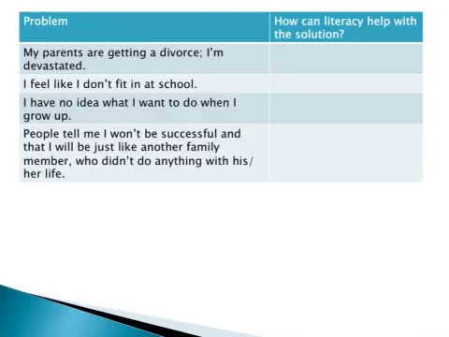Choose one of the options. Option 1, about divorce. Option 2, not fitting in. Option 3, not knowing what you want to be when you grow up. Or option 4, people telling you that you won't be successful. Choose one of these problems and explain how reading, writing, and speaking can help you solve this problem in the Edpuzzle box.